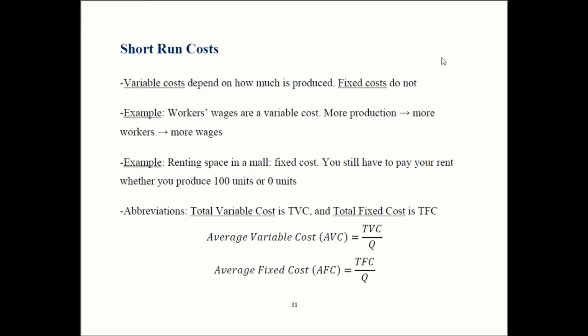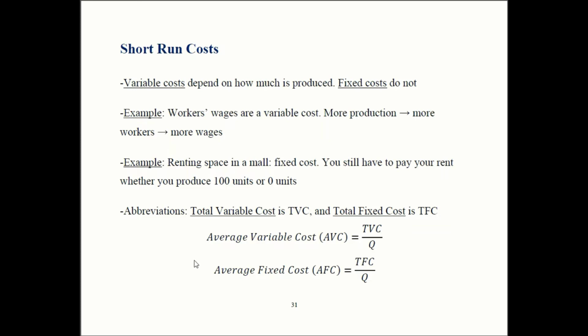On the other hand, if you're paying rent on your storefront in a mall, that's a fixed cost. You still got to pay rent to the landlord whether you produce 0 units or whether you produce 100 units. So that cost is fixed. So TVC is going to be total variable cost. This will be the first of many abbreviations you'll see in this chapter. Total fixed cost will be TFC.